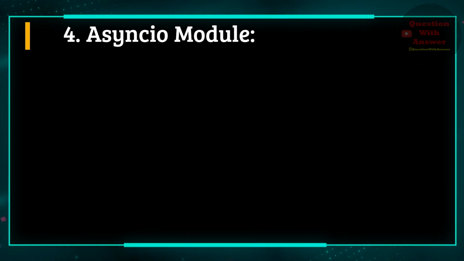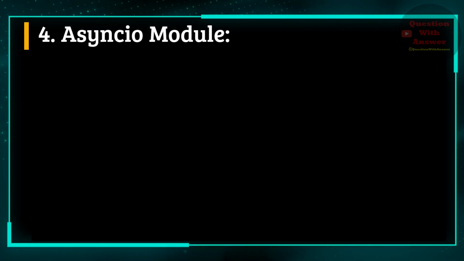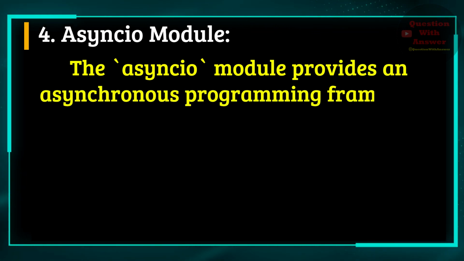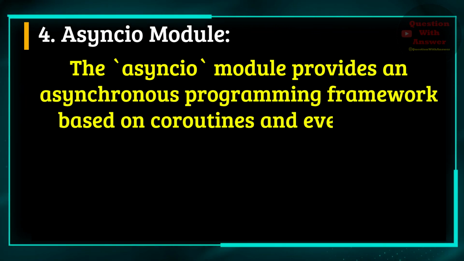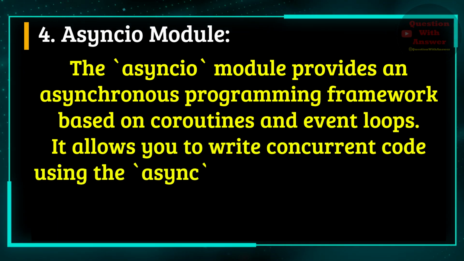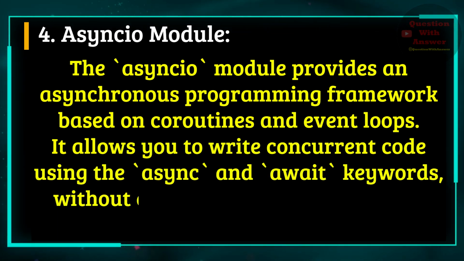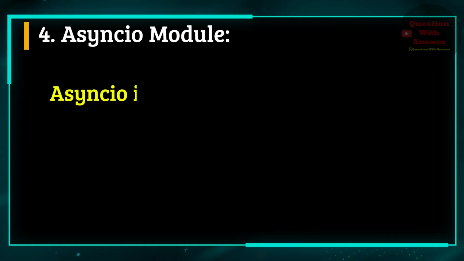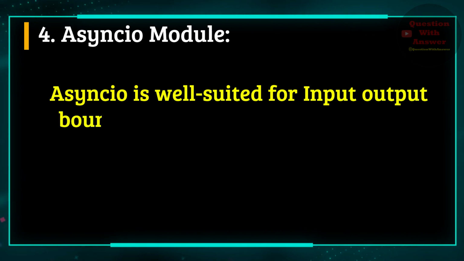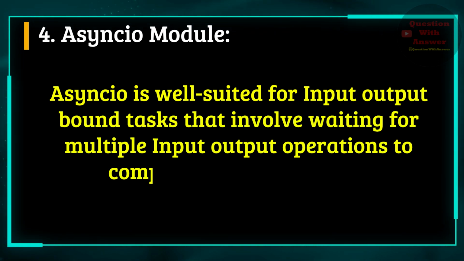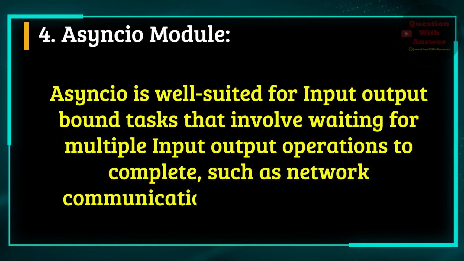4. Asyncio module. The asyncio module provides an asynchronous programming framework based on coroutines and event loops. It allows you to write concurrent code using the async and await keywords, without explicitly creating threads or processes. Asyncio is well suited for input-output bound tasks that involve waiting for multiple input-output operations to complete, such as network communication or file input-output.